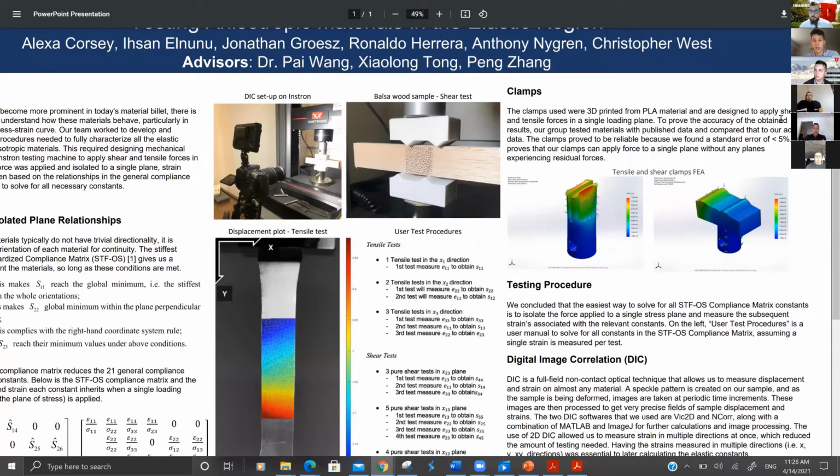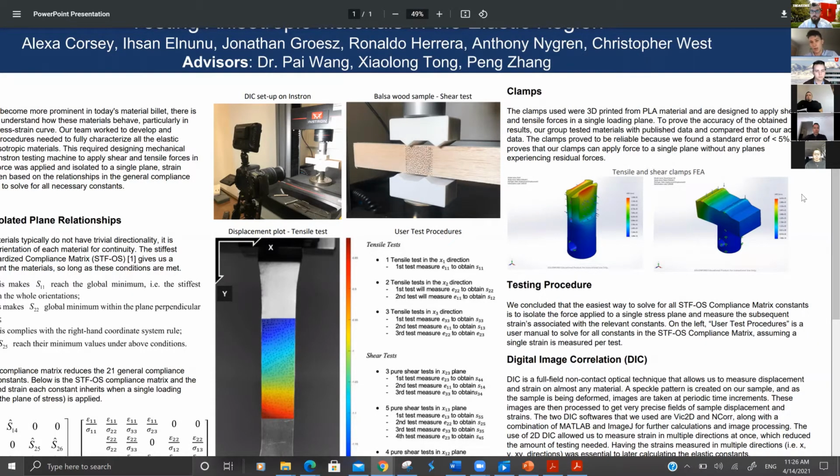We had to design two clamps for getting all the constants in the general compliance matrix. We needed tensile clamps and we needed shear clamps. On the bottom left-hand side, you'll see an FEA analysis of the tensile clamp, and on the bottom right-hand side, you'll see an FEA analysis of the shear clamp. And these are analyses of displacement. So we 3D printed these clamps, and on the left-hand side, the balsa wood sample shear test is an example of our shear test. And we were testing balsa wood in that case.